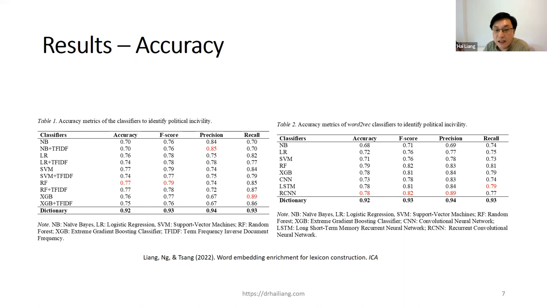The F score is a combination of precision and recall, a compromise metric to measure it. The accuracy is the overall. Basically, as I just mentioned, sometimes the precision will be very high but the recall will be very low, if you just use a few very accurate words.